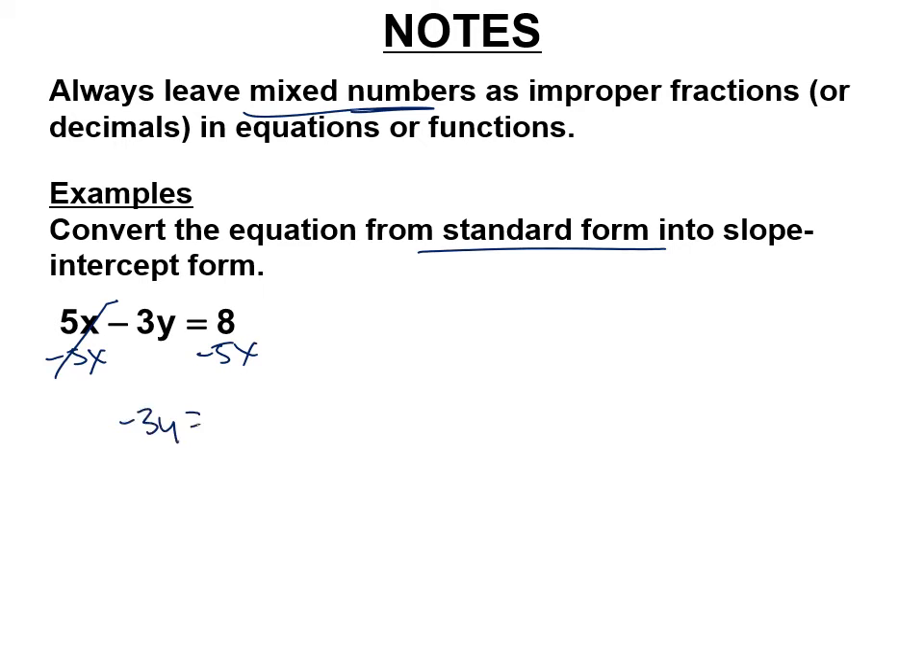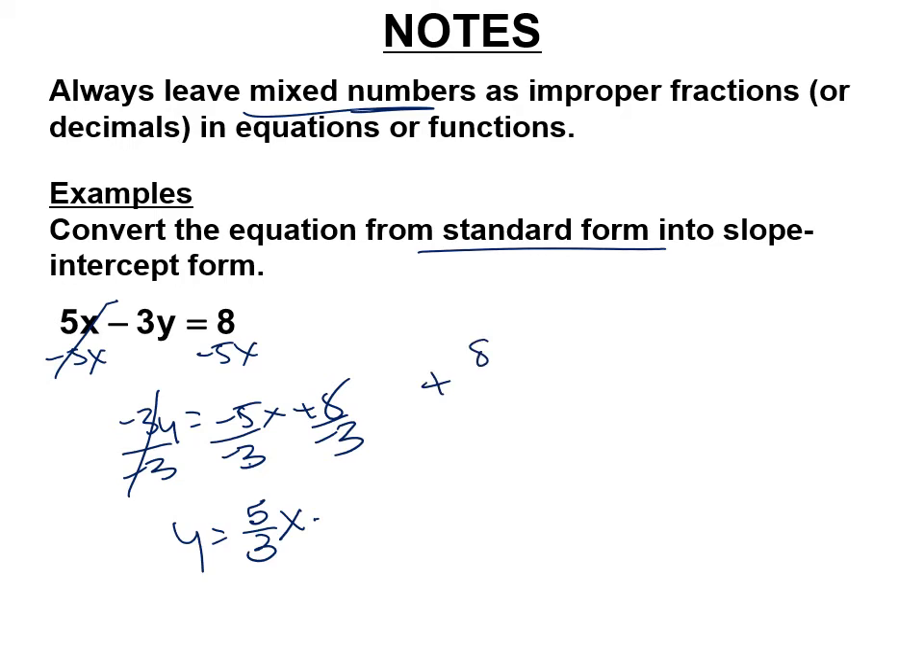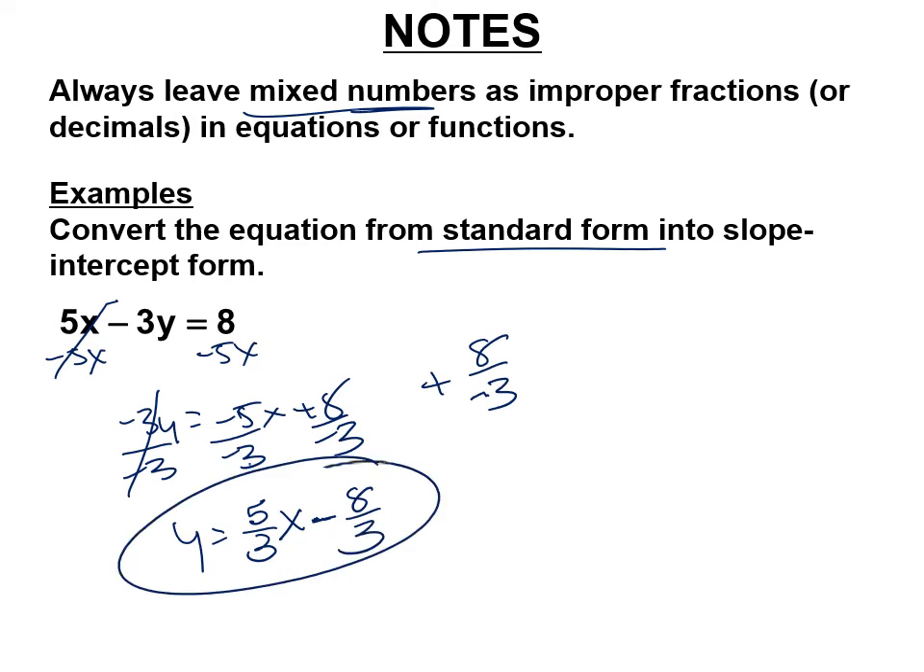Negative 3y equals negative 5x plus 8. Divide by negative 3. Now, two negatives make a positive, so you don't leave that. That's 5/3 x. And this is plus 8 divided by negative 3, but you're going to write minus 8/3. You are going to leave it that way.